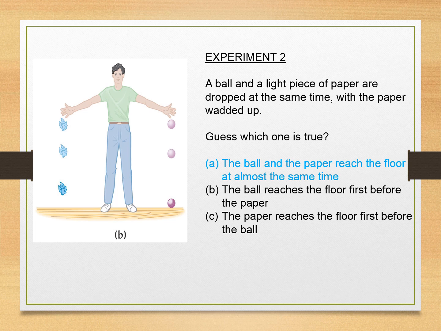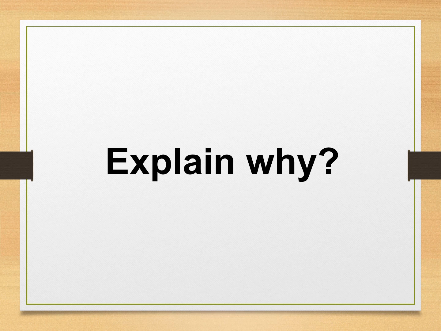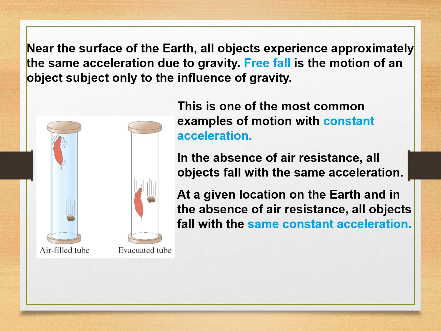Can you explain why? The greater the surface area of the paper, the greater the effect of air resistance. If you can eliminate the air resistance completely, then both objects will hit the ground at exactly the same time because they only have the influence of the same gravity, which is Earth's gravity. This is another example of the effect of air resistance. Near the surface of the Earth, all objects experience approximately the same acceleration due to gravity.